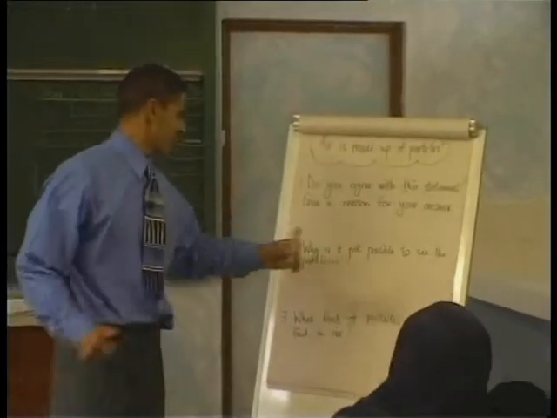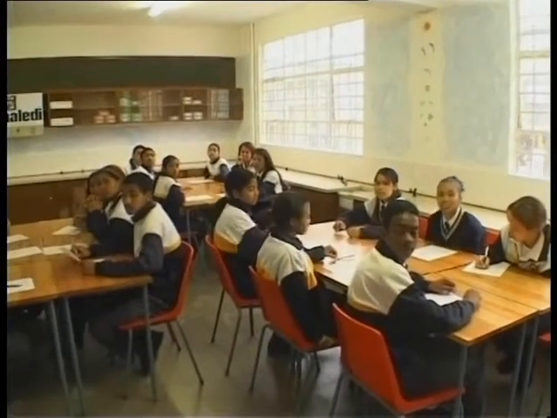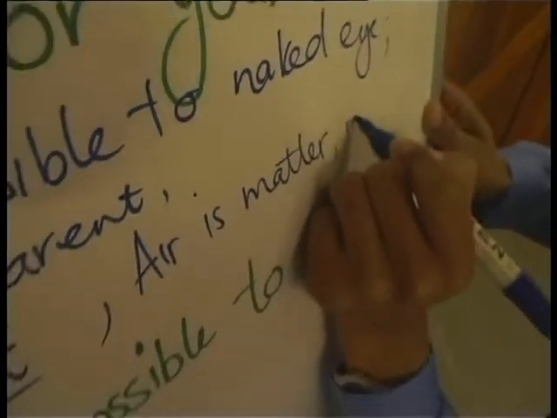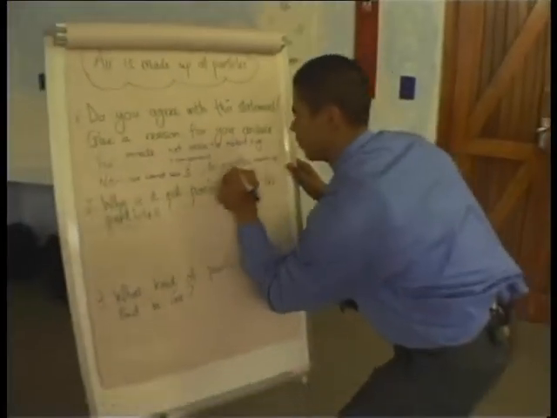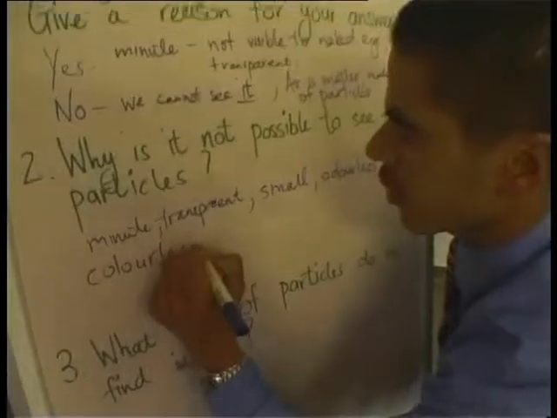For the first question, let's see. I say yes because air is matter and matter is made up of particles. Excellent. Air is matter, and you said made up of particles. We say no because we can't see it. Why is it not possible to see the particles? The particles are minute and transparent and you cannot see them with the naked eye. And odorless. It's tiny and it's colorless.